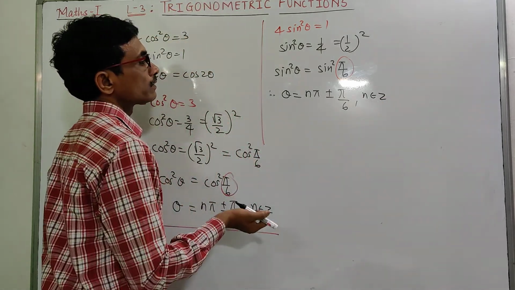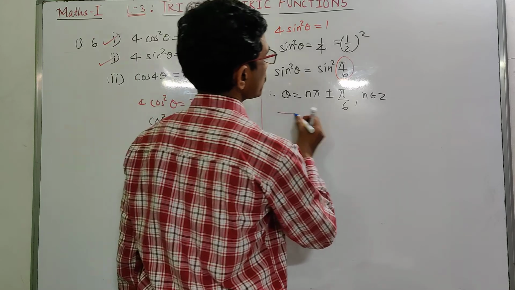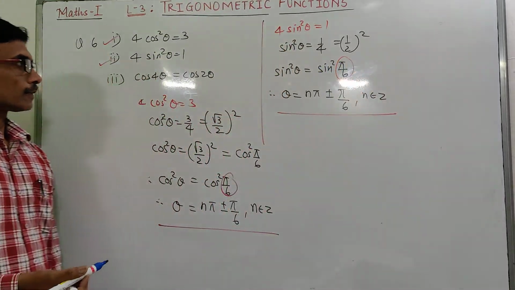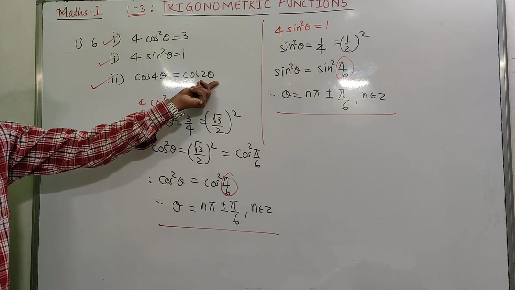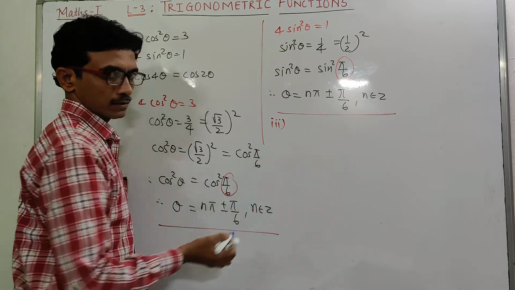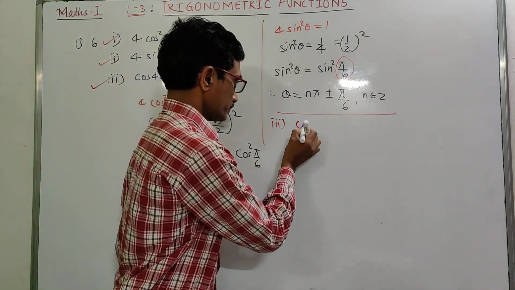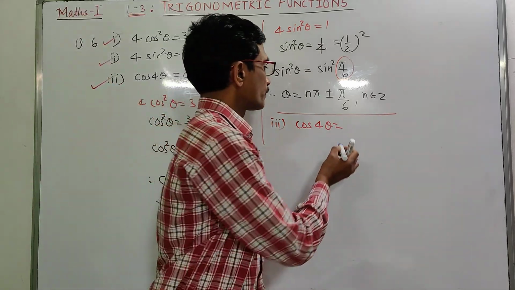Very simple. n belongs to z. So this will be the general solution. Now the third one: cos of 4 theta is equal to cos of 2 theta. Third we attempt. Cos of 4 theta is equal to cos of 2 theta.